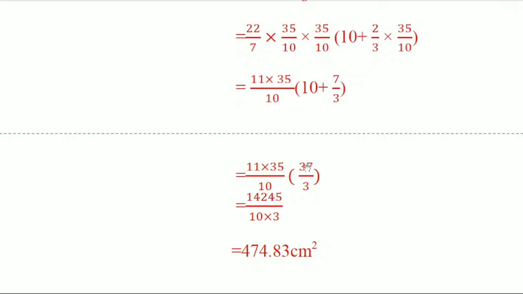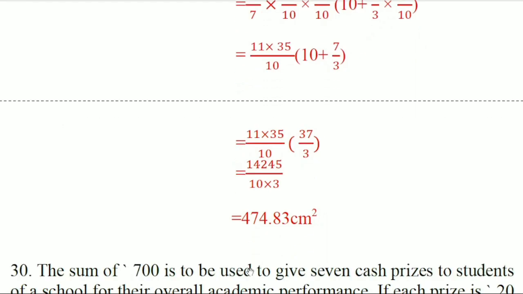So take the LCM. The LCM will become 3 only. So I got 37 divided by 3. So 11 into 35 into 37, that is 14,245, divided by 10 into 3, which is 30. After dividing, I got the answer 474.83 centimeter square.